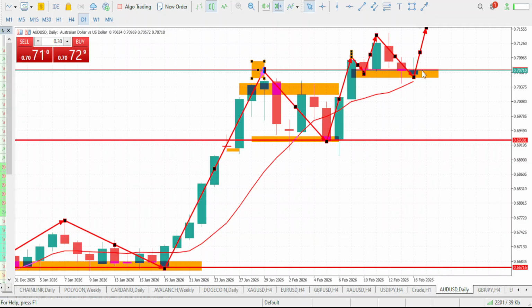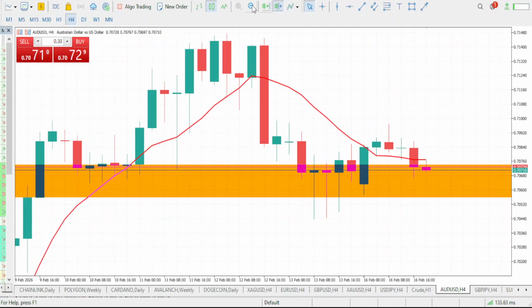That is one. Secondly, we are currently tapping our 10-period simple moving average, which is also serving as a confluence. So with it, we should expect the market to actually reject and bounce up. That is two.